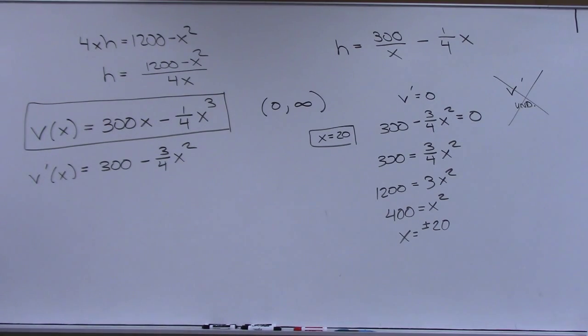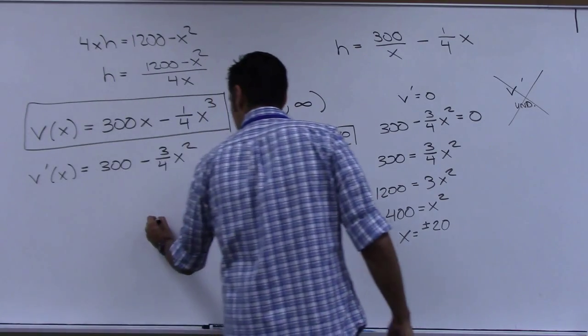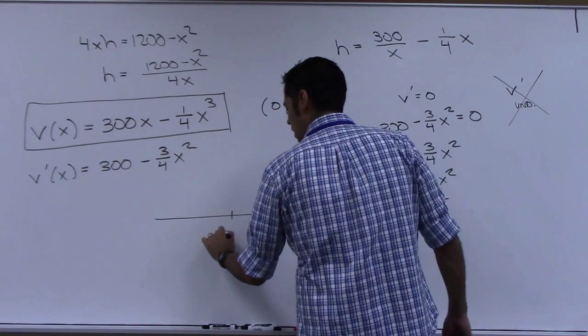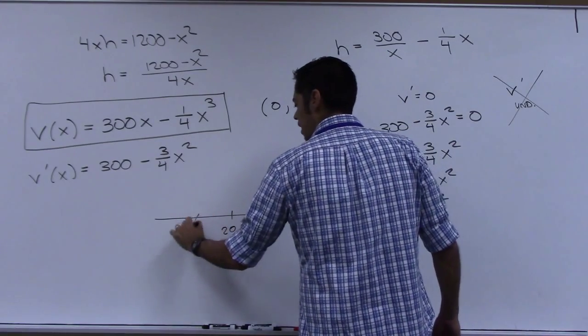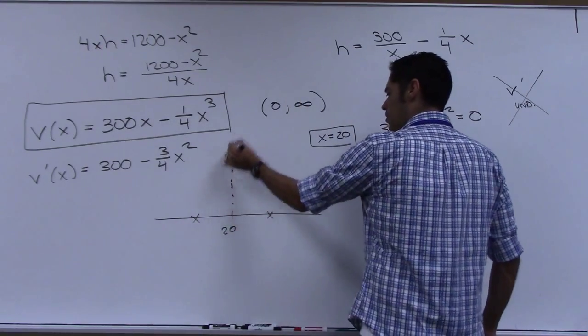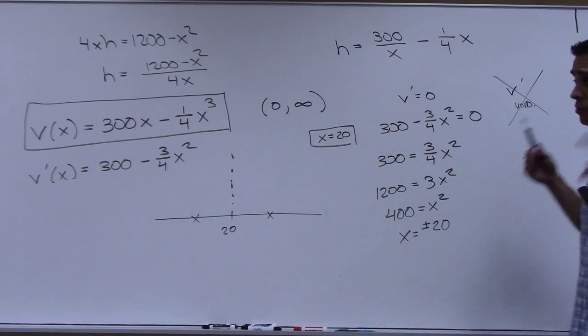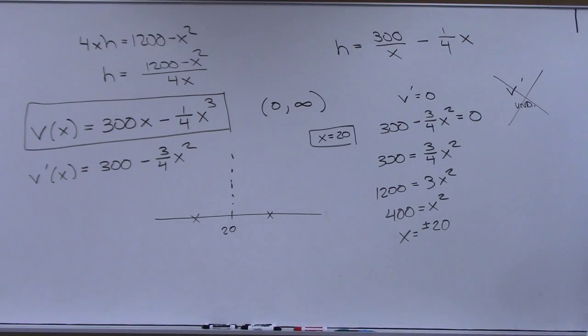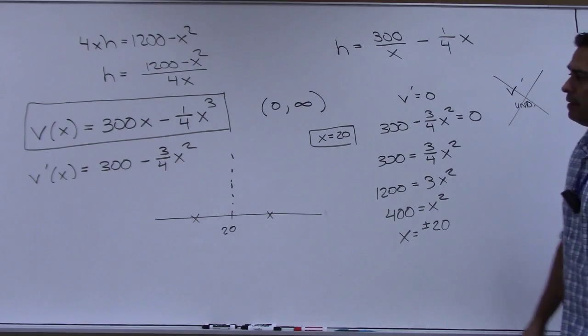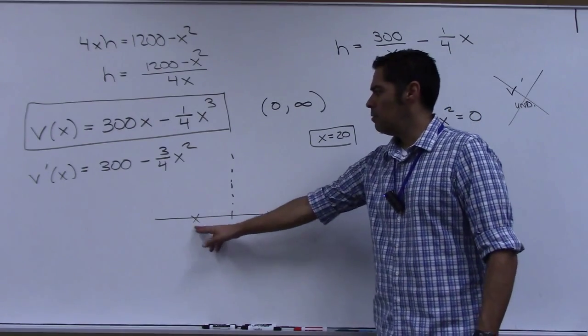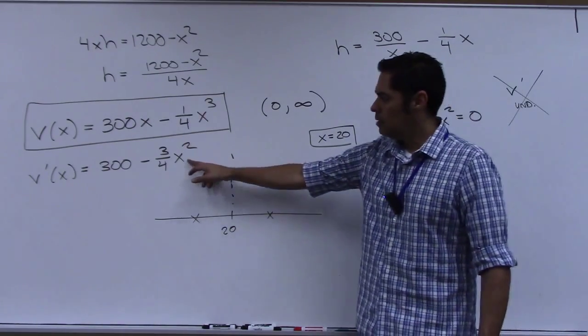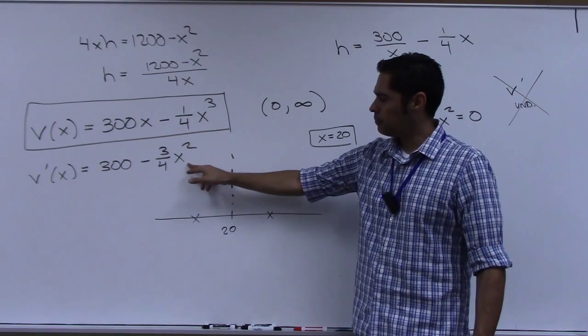You have to test it, all right? You have to show that x is 20 is a maximum. So the only way to test it and be sure is a number line and 2 test points. And those 2 test points will get plugged into the derivative. So if you plug 10 in, what happens to the derivative here?